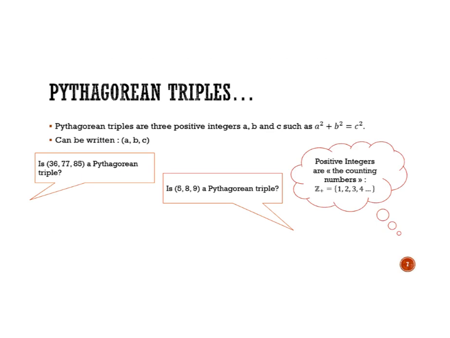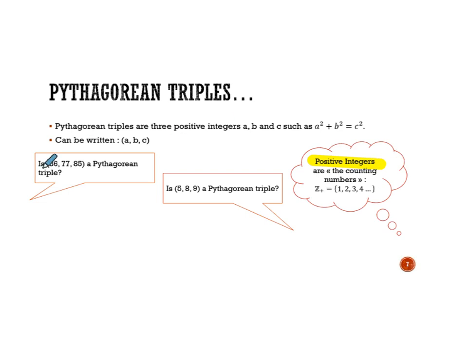Another question they could ask you is about Pythagorean triples, or sometimes they say triplets. To be a Pythagorean triple, you need 3 positive integers, a, b, c, such that a squared plus b squared equals c squared. If you remember, positive integers are the counting numbers.